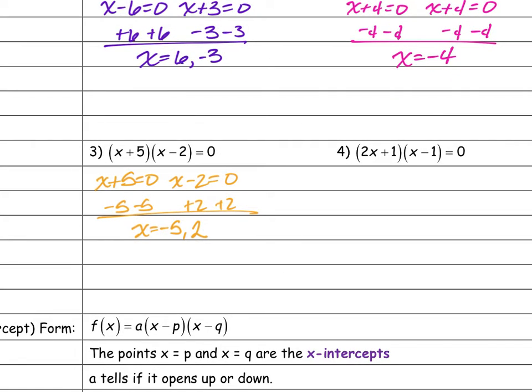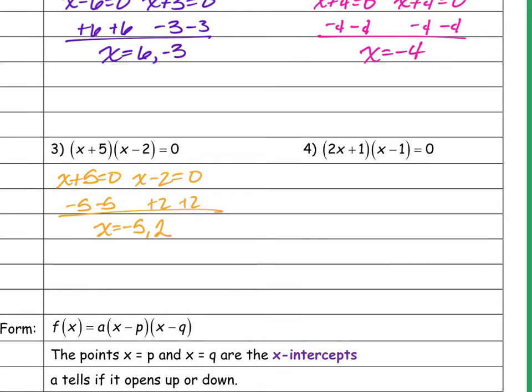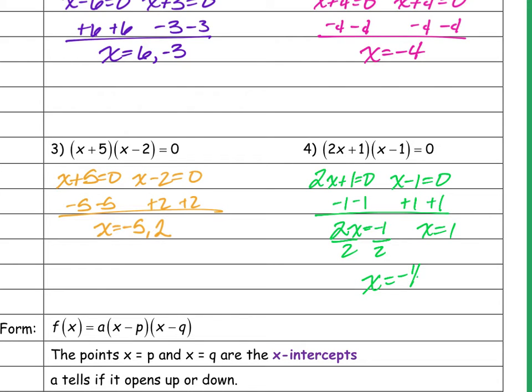Okay, and on the last one, again, same thing. I have two things equaling 0, so I'm going to set them both equal to 0. So one of them has to be equal to 0. So 2x plus 1 equals 0, or x minus 1 equals 0. So I'm going to subtract 1 and add 1. So I get 2x equals negative 1 and x equals 1. So I still have to solve this one. So x is going to equal negative 1/2 or positive 1.